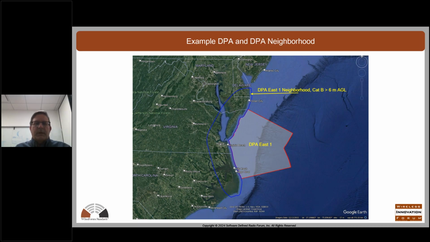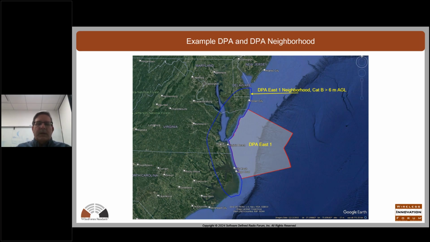But this gives you an idea of the size of the DPA. It goes from halfway up the eastern shore to halfway down the Outer Banks in North Carolina. And then the neighborhood, the area where, for example, in this case, for the higher power outdoor category B CBRS devices, the neighborhood where we have to consider any of them as potential interferers is outlined in the blue line there. That's the DPA neighborhood.